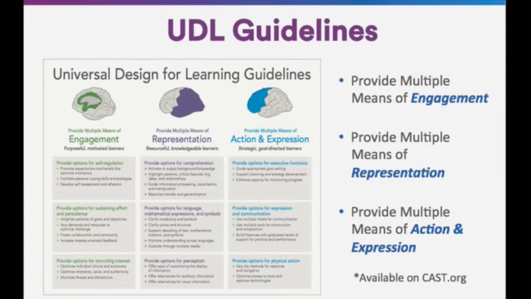And so it all comes down to these UDL guidelines, if you look at that. And so obviously the text is very small. You don't in any way or shape or form need to look at what those guidelines actually are. But when you're providing multiple means of engagement, you're trying to get kids to understand why they are learning something. How do we want them to be purposeful and motivated? And to provide multiple means of engagement, there's 3 guidelines. And it tells us you have to provide options for self-regulation.